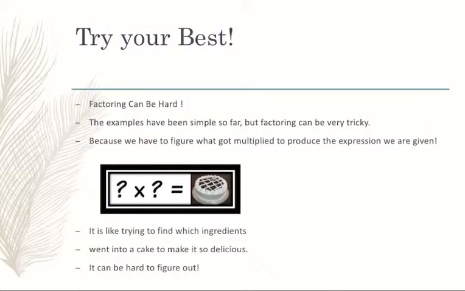Try your best. Factoring can be hard. The examples have been simple so far, but factoring can be very tricky because we have to figure out what got multiplied to produce the expression we are given, like question mark times question mark equals a cake. It is like trying to find which ingredients went into a cake to make it so delicious. It can be hard to figure out, so try your best.